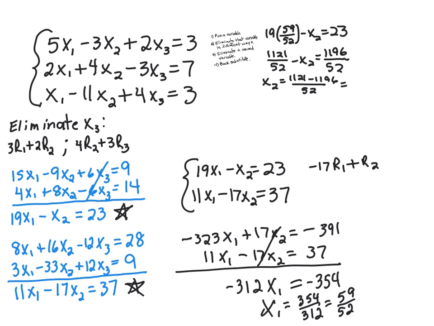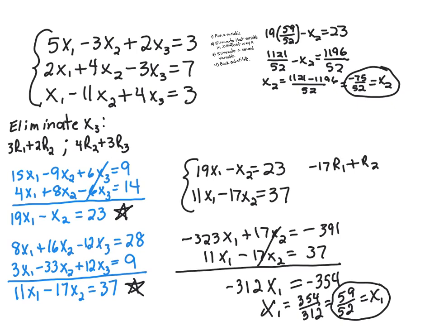So I have 1121 minus 1196 equals negative 75 over 52. Now 52 is 4 times 13. Neither 4 nor 13 go into 75, so that is reduced to lowest terms. So here's my x2 value. Down here is my x1. And now I'm going to pick an equation from the original problem to plug both of those values in to get the third value. And it looks to me like the top row is pretty easy, so that's what I'm going to go for here.